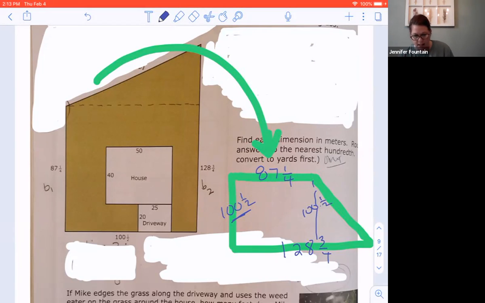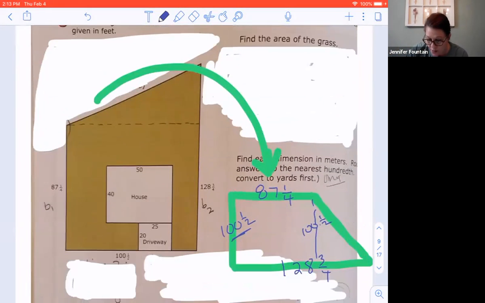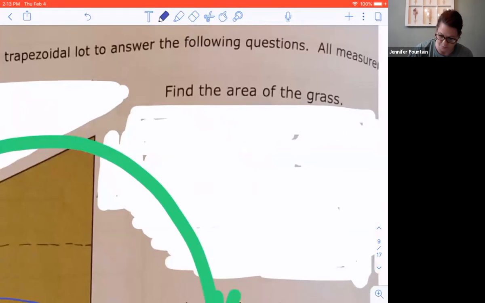So now, all it asked for was to find the area of the grass. So I'm finding the area of the green part. Well, notice that I'm going to have to find the total area of the entire shape. Then I'm going to have to find the area of the house and the area of the driveway and subtract those from the area of the entire shape. So the first thing I'm going to do is find the area of my total shape.